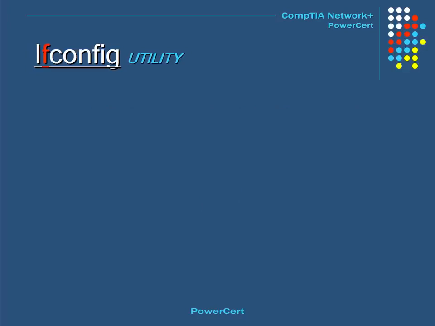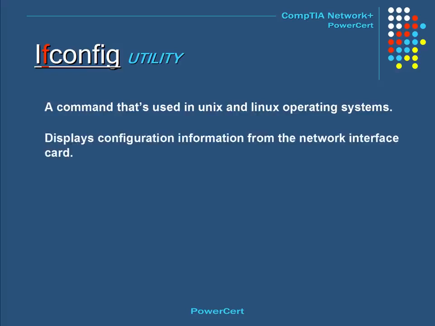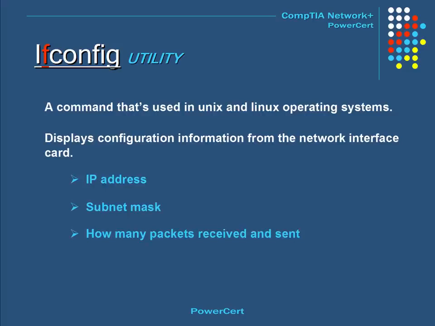And similar to the ipconfig utility that's used in Windows, there is also the ifconfig utility. And the ifconfig utility is a command that's used in Unix and Linux operating systems. It displays configuration information from the network interface card, such as the IP address, subnet mask, how many packets it has received and sent, any errors, and so on. And like ipconfig, it can also be combined with switches on the end to alter the output.